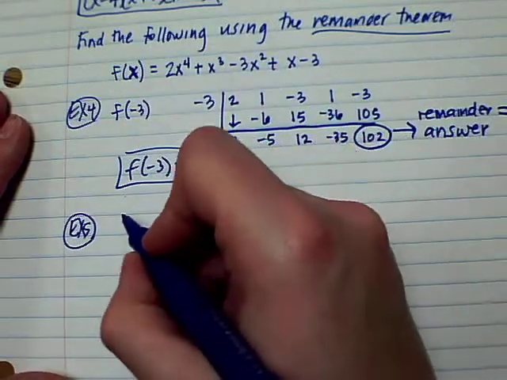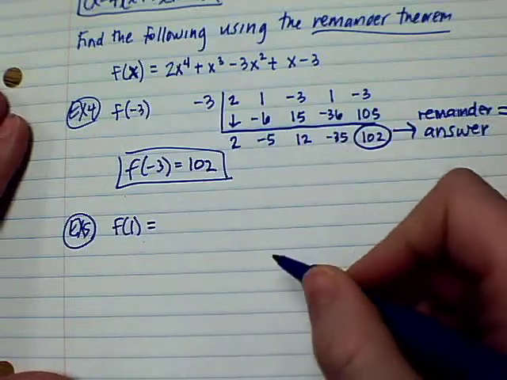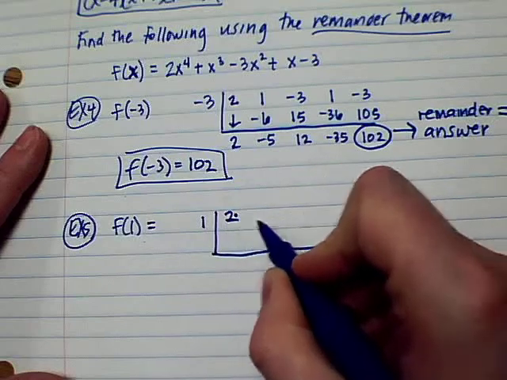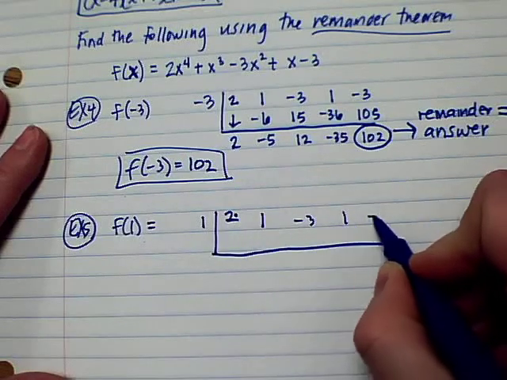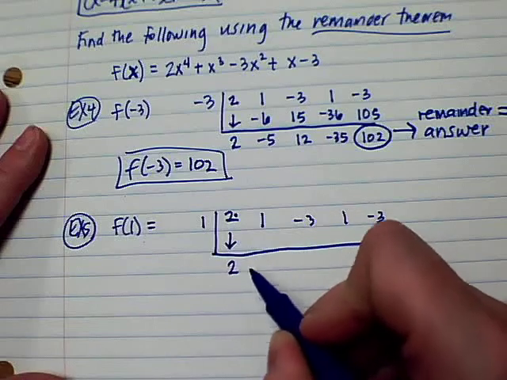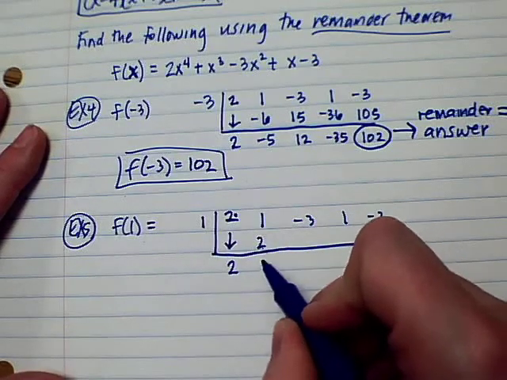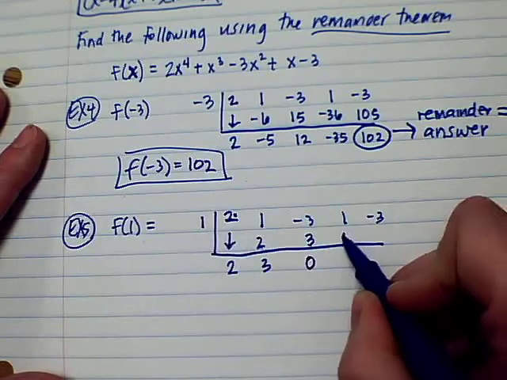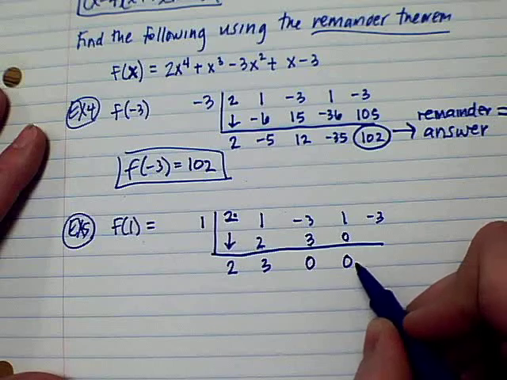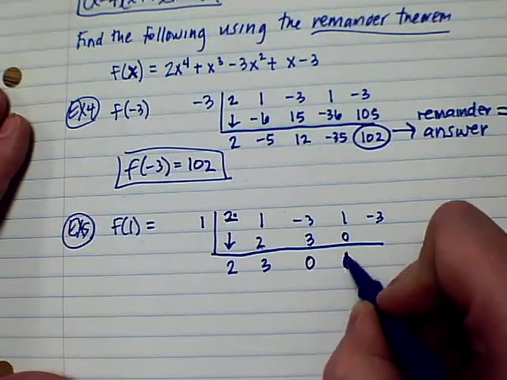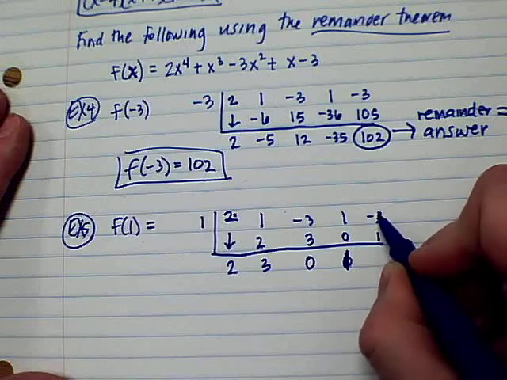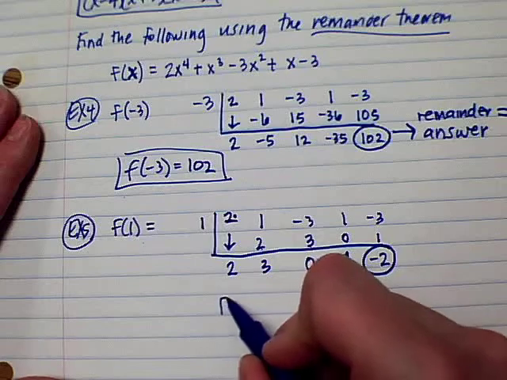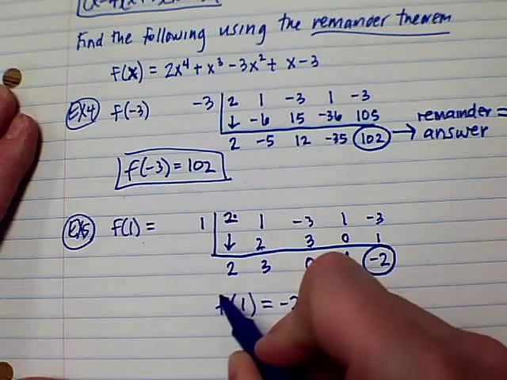So let's look at one more of these. I have f of 1, so that means I'm plugging in 1 on the outside. My coefficients are still the same, so 2, 1, negative 3, 1, negative 3. Bring down the 2. 2 times 1 is 2. 1 plus 2 is 3. 3 times 1 is 3. Negative 3 plus 3 is 0. 0 times 1 is 0. 1 plus 0 is 1. 1 times 1 is 1. Negative 3 plus 1 is negative 2. So if this is the remainder theorem and this is what I'm asking, then f of 1 equals negative 2.